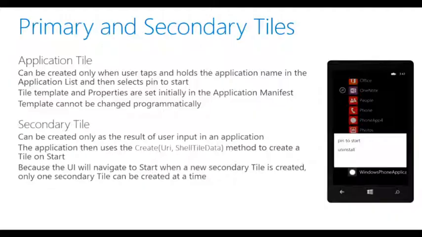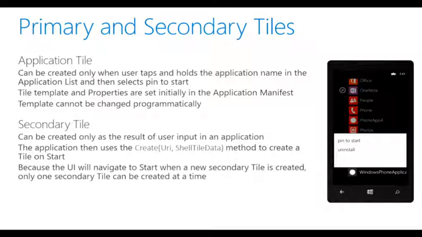So the application tile is the one tile that always exists regardless of what's happened. This is the application tile, otherwise known as the primary tile. The only way that one ever gets onto the start screen is when the user goes onto the apps list, you can see there, and taps and holds on the program and says pin to start. That's the only way that one will make it onto the start screen.